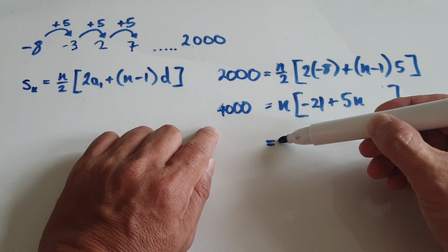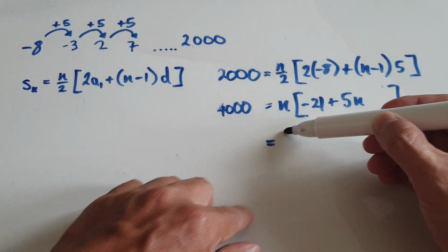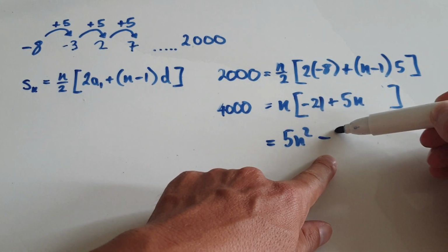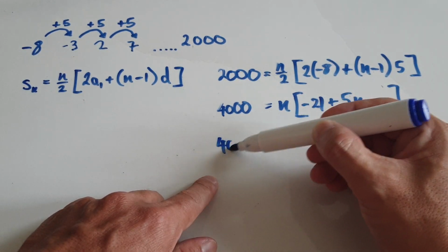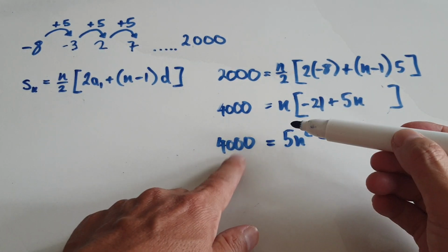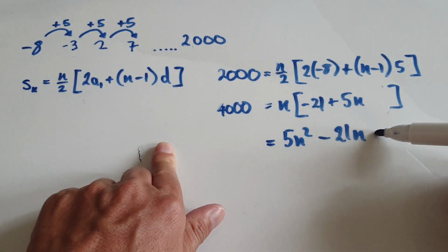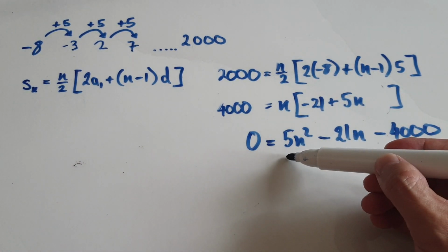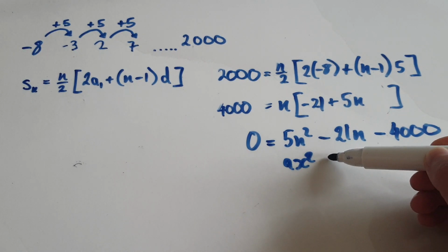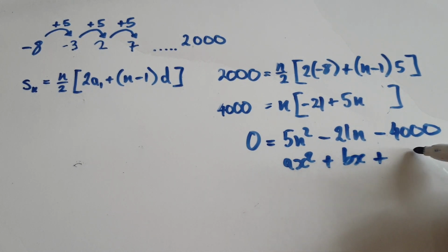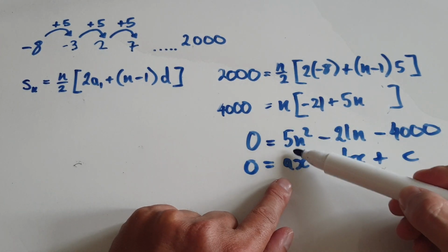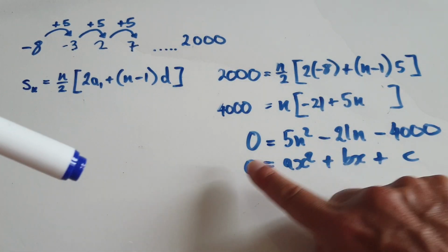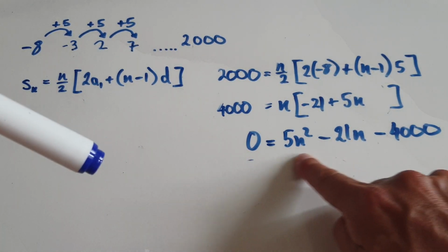This times this would be 5n squared. I'm doing it in a weird order. This times this would be -21n, equals 4000. Now take away 4000 from everything, so this would be -4000. So you should be able to solve this now. This is your quadratic, ax squared plus bx plus c, your typical quadratic form. a is 5, b is -21 and c is -4000. So it's just a matter of solving this quadratic equation.